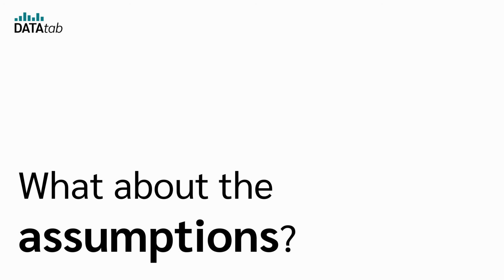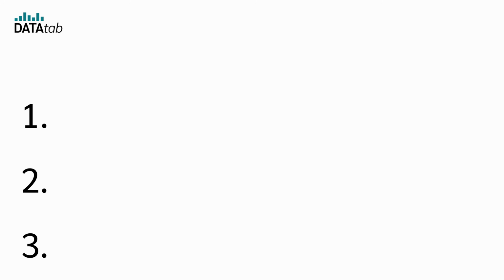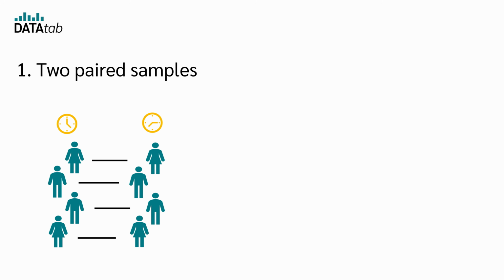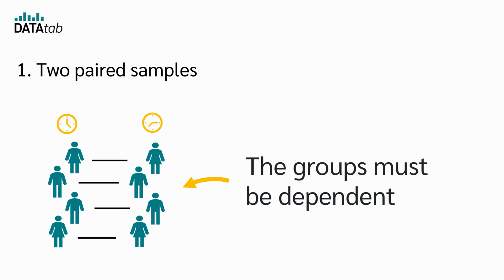Okay, but what about the assumptions? There are 3 of them. Number 1, 2 paired samples. As the name paired samples t-test suggests, the groups must be dependent, meaning each value in one group must be matched to a value in the other group.